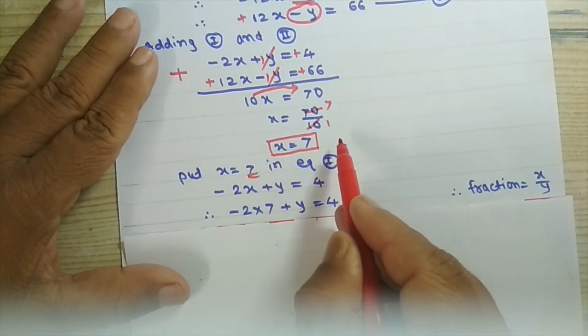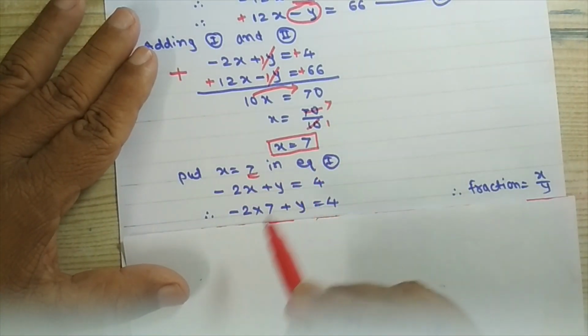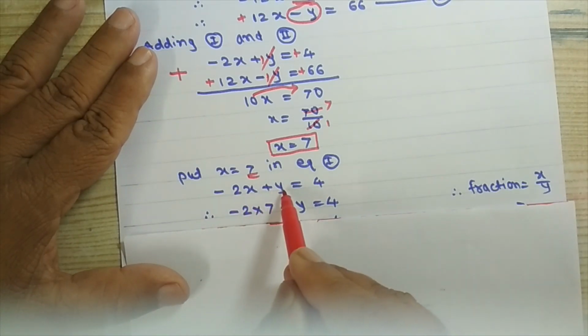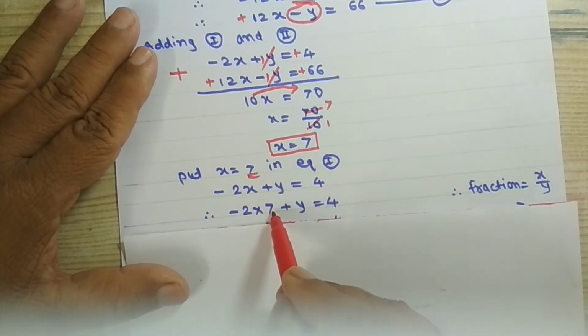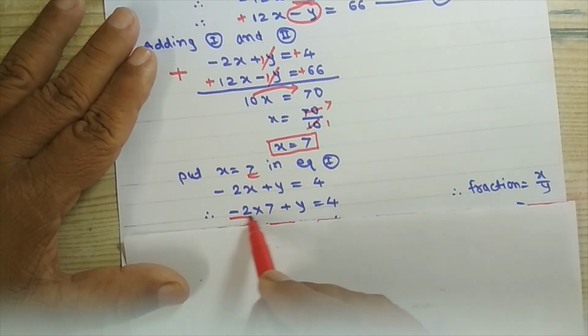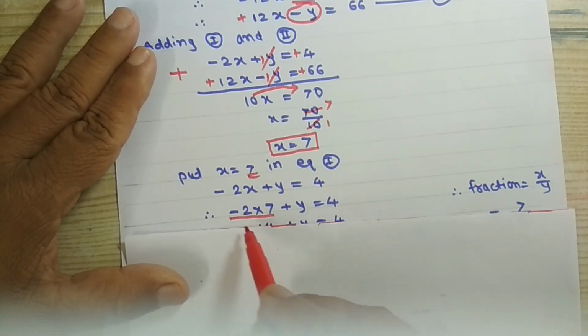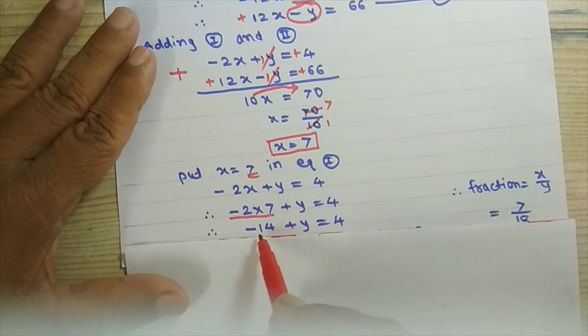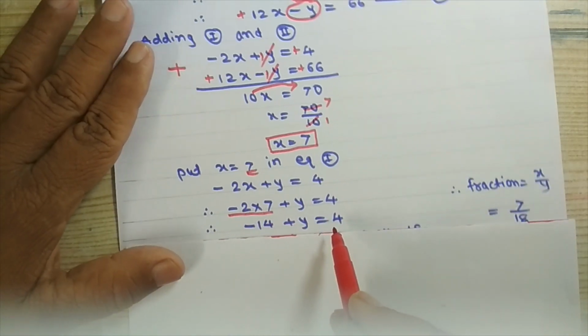x is equal to 7 we got here. We have to put that value in the first equation. Minus 2x plus y is equal to 4, minus 2 into 7 plus y is equal to 4, because value of x is 7. Okay, this multiplication, 7 twos are 14, minus 14 we got here. Minus 14 plus y is equal to 4.